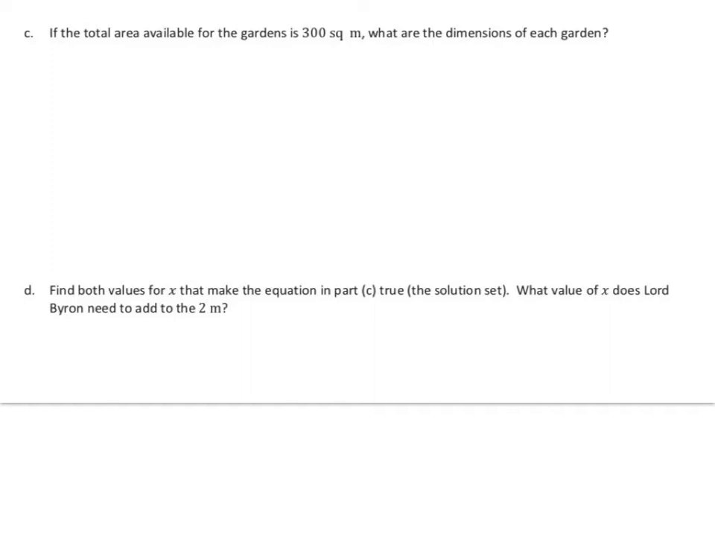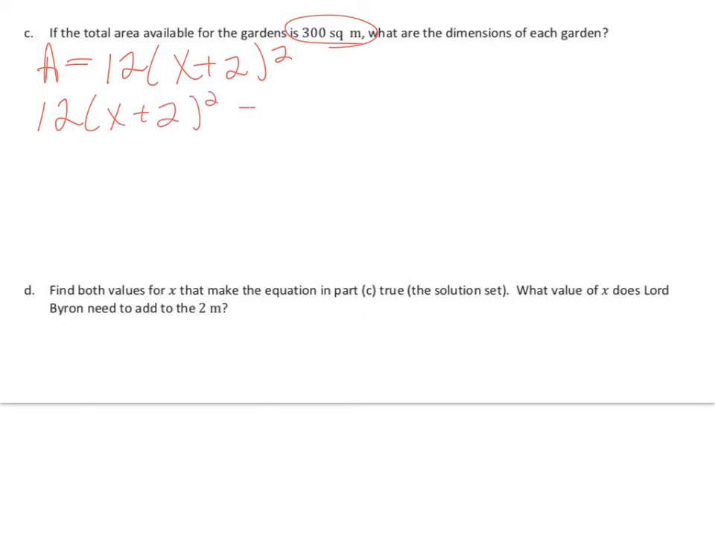If the total area available for the garden is 300 square meters, what are the dimensions of each garden? So we just said that the area was 12 times x plus 2 quantity squared, but we were just told that that's the total area I have. So let's go ahead and use it. 12 times x plus 2 squared equals 300 square meters. Dimensions of each garden, I need to figure out what x is to get dimensions. So let's solve for x.